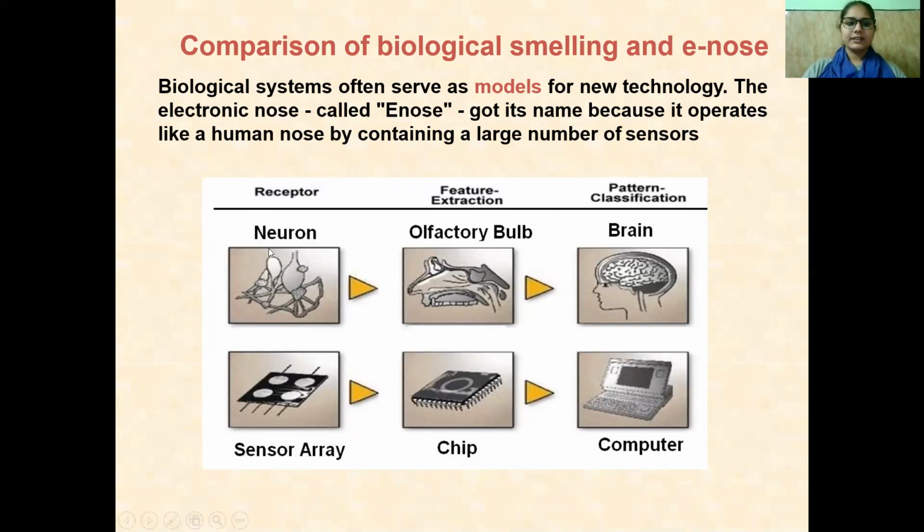Like this, there is a receptor. The receptor in the biological nose is neurons, and in the electronic nose there is a sensor array. Feature extraction is done by the olfactory bulb in the biological nose, but in the electronic nose there is a chip. Then pattern classification: in humans we require a brain to classify which type of smell or odorant it is, and in the electronic nose there is a computer which will identify that this odorant is this type.